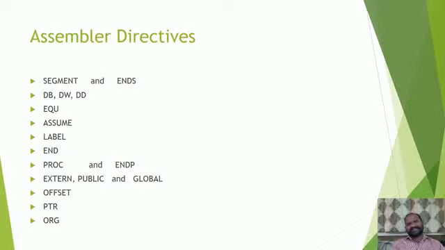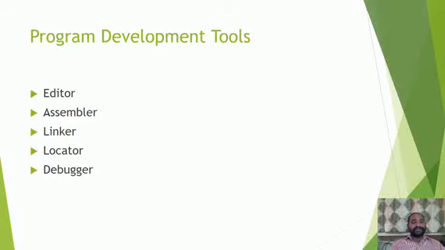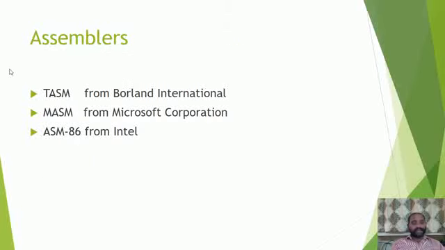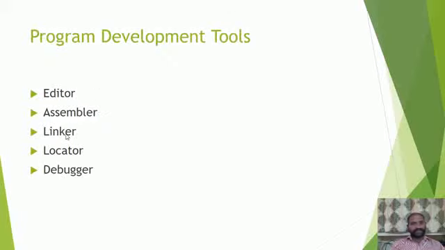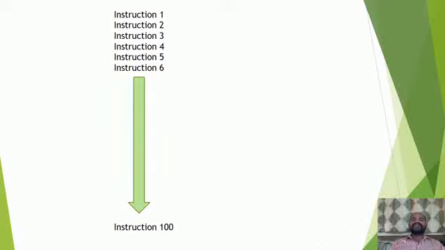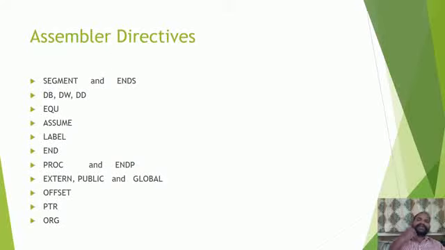I can't call them instructions; they are the commands which are followed by the assembler. We have different types of assemblers. For the TASM, we have separate commands to execute your program. For the MASM, you have separate commands to execute your program. For the ASM86 also, we have separate commands. Commands for executing the program are nothing but rules and regulations, in short.